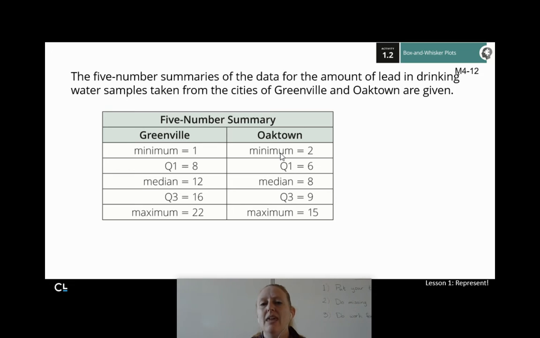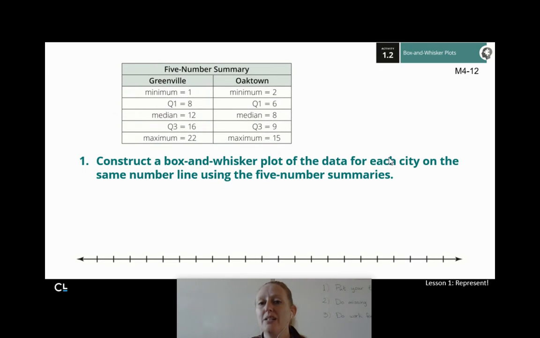So the 5 number summaries of the data for the amount of lead in drinking water samples taken from the cities of Greenville and Oaktown are given. Greenville should look familiar to us. We played with these numbers before, didn't we? But now we have the data from Oaktown as well. So we're going to construct a box and whisker plot of the data for each city, and we're going to put them both on the same number line, okay?